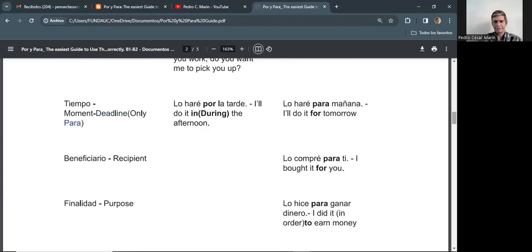Now we also use them for moment. This is an interesting one. If you're talking about the moment where you're going to do the action, por: lo haré por la tarde, por la mañana, por la noche, afternoon, morning, night. If you are talking about a deadline, meaning that the thing is going to be done by that moment, we need to use para.